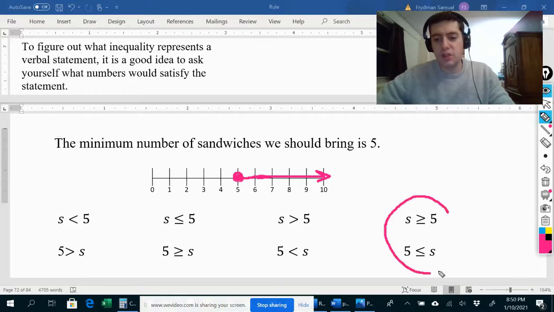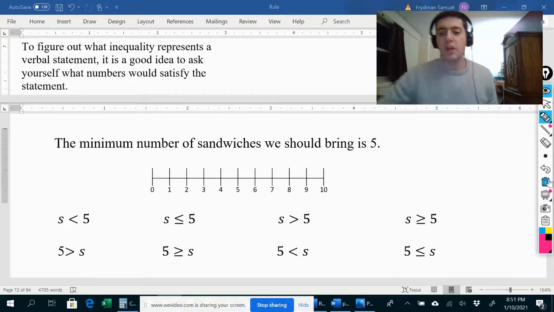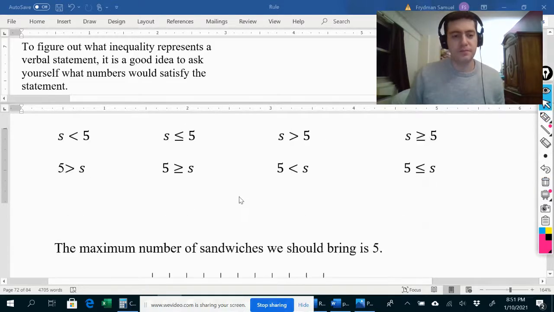So that would be these two. You can see in both of these, S is next to the mouth part of the inequality, which means that S could be greater than 5, or this part of it tells us that S could be exactly equal to 5. All right, so let's move on to the next one.